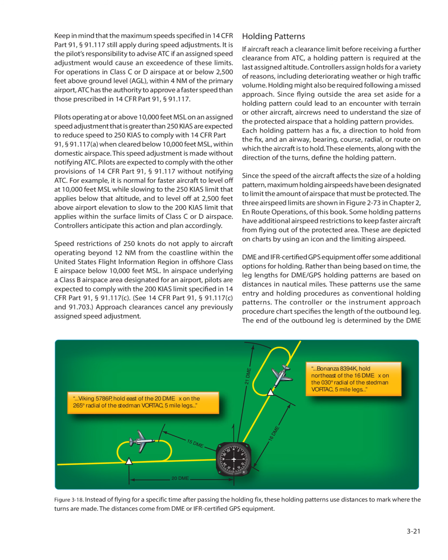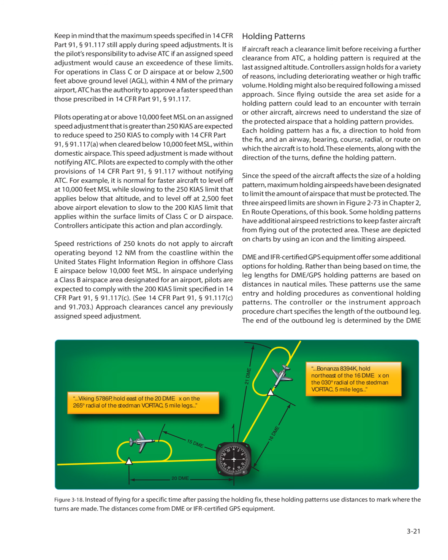For example, it is normal for faster aircraft to level off at 10,000 feet MSL while slowing to the 250 knot limit that applies below that altitude, and to level off at 2,500 feet above airport elevation to slow to the 200 knot limit that applies within the surface limits of Class C or D airspace. Controllers anticipate this action and plan accordingly.